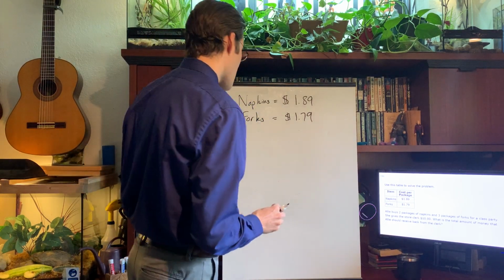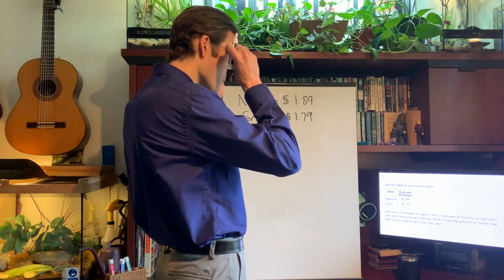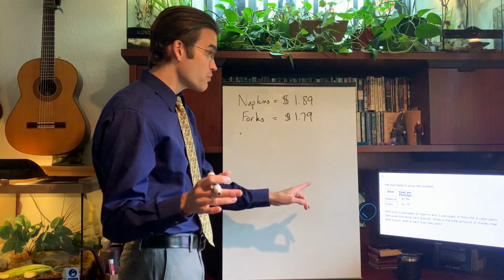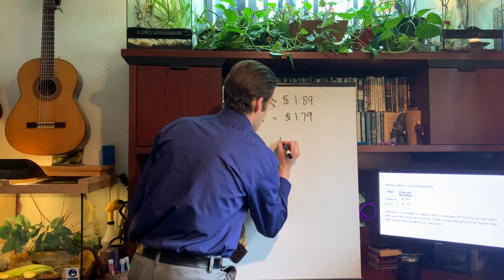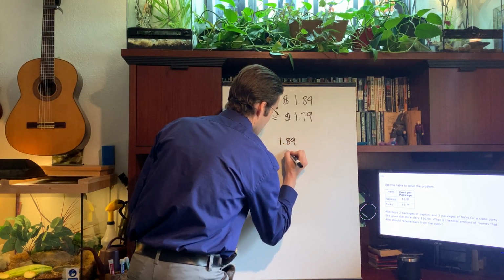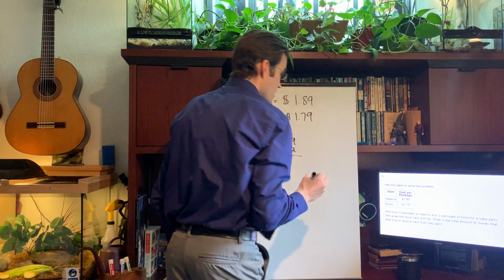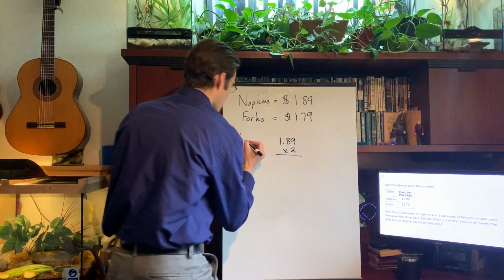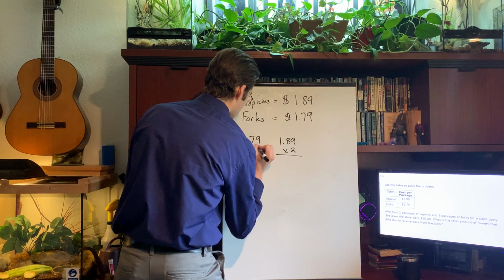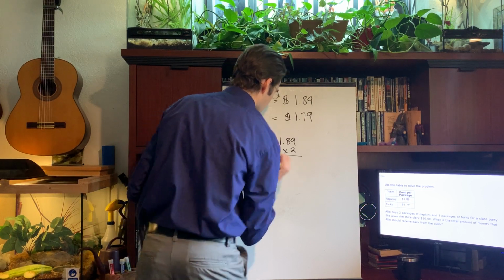Ooh, this is a shopping story problem. Here we go. So she's gonna buy 2 packages of napkins. Okay, so the napkins are $1.89. So let's set up our problem. $1.89 times 2, and 3 packages of forks, which are $1.79. So $1.79 times 3. Okay.